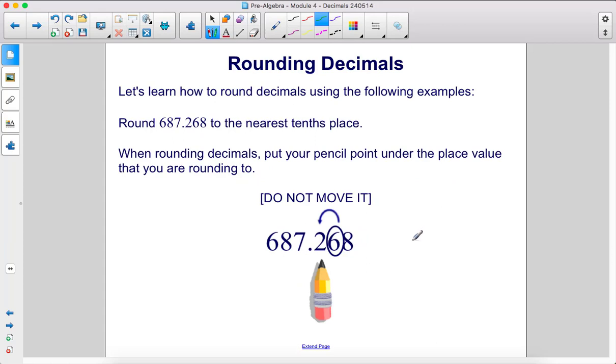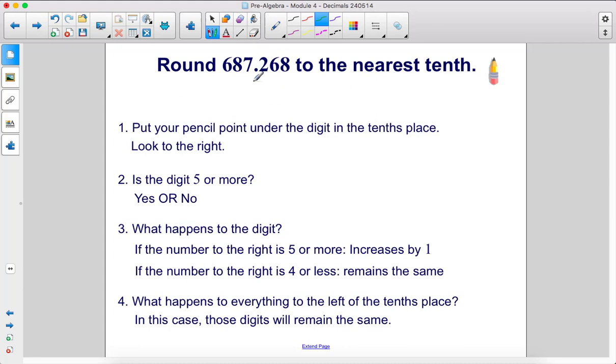Let's learn how to round decimals using the following examples. Round 687.268 to the nearest tenths place. So this is the tenths place, the one immediately to the right of the period. When rounding decimals, put your pencil point under the place value that you are rounding to. So right here. All right, so we're going to put our pencil under the digit in the tenths place, right here. Then we're going to look to the right.